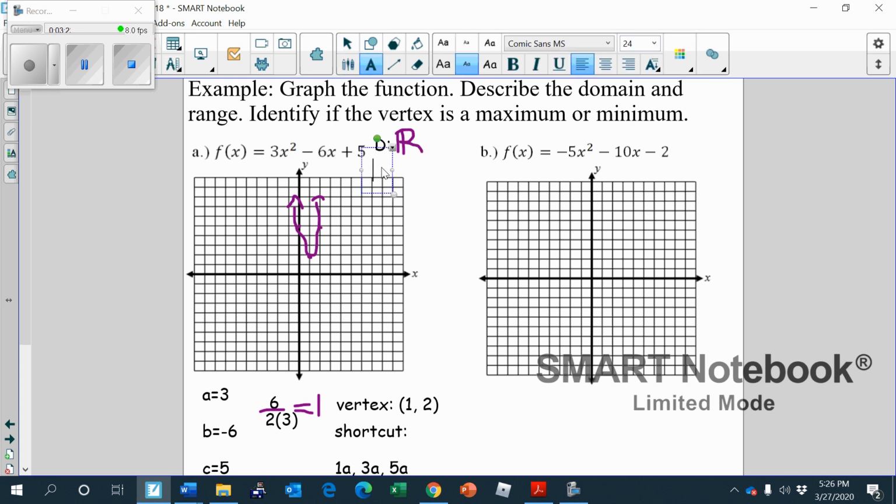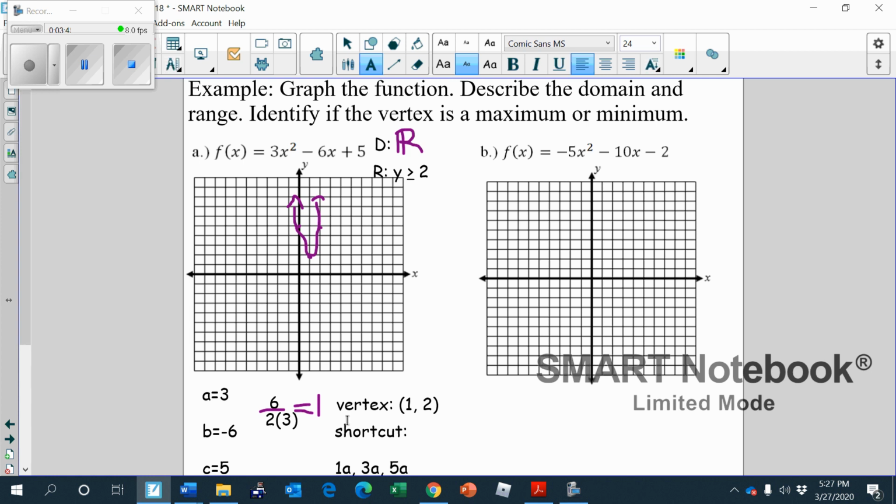And then we're going to write our range. Because our graph opens up, we know that our y is going to be greater than or equal to, and what is the y value of this vertex? The y value is 2, so y is greater than or equal to 2. Okay, so we're just putting everything together.